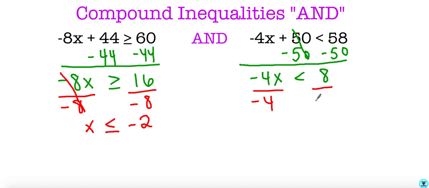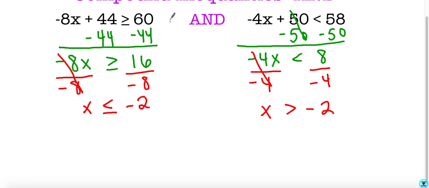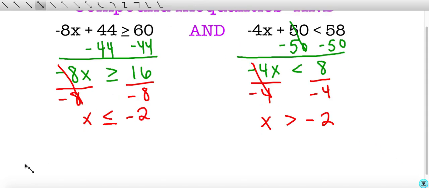So here I'm dividing by a negative again, and I have to flip my inequality. So x is greater than negative 2. So here I have x is less than or equal to negative 2, and x is greater than negative 2. So let's plot them on a number line and see what we get.